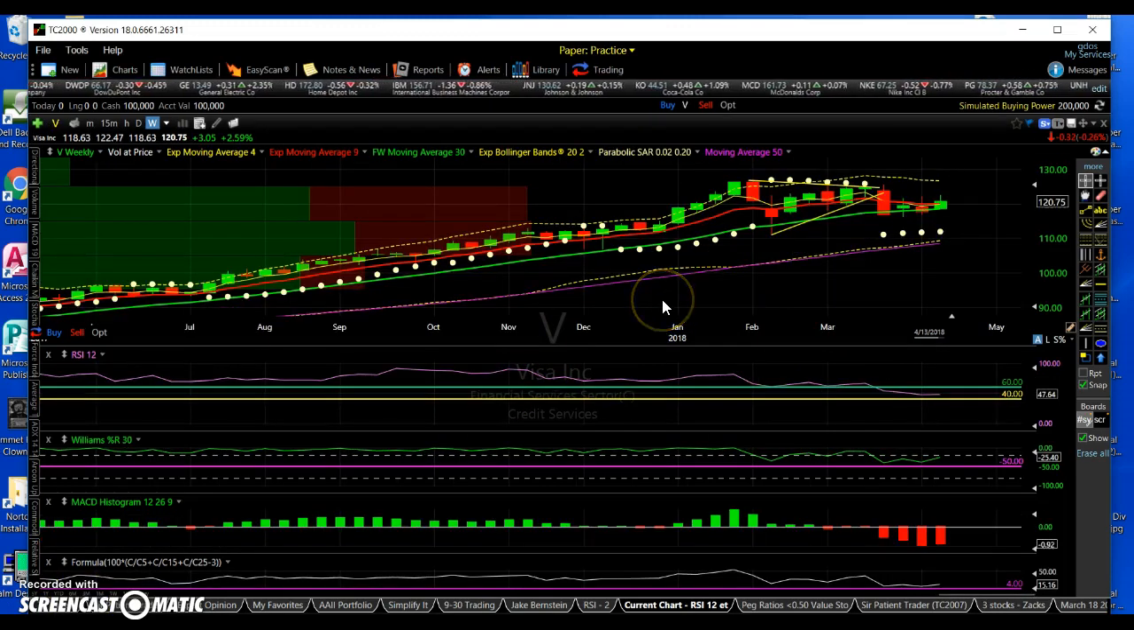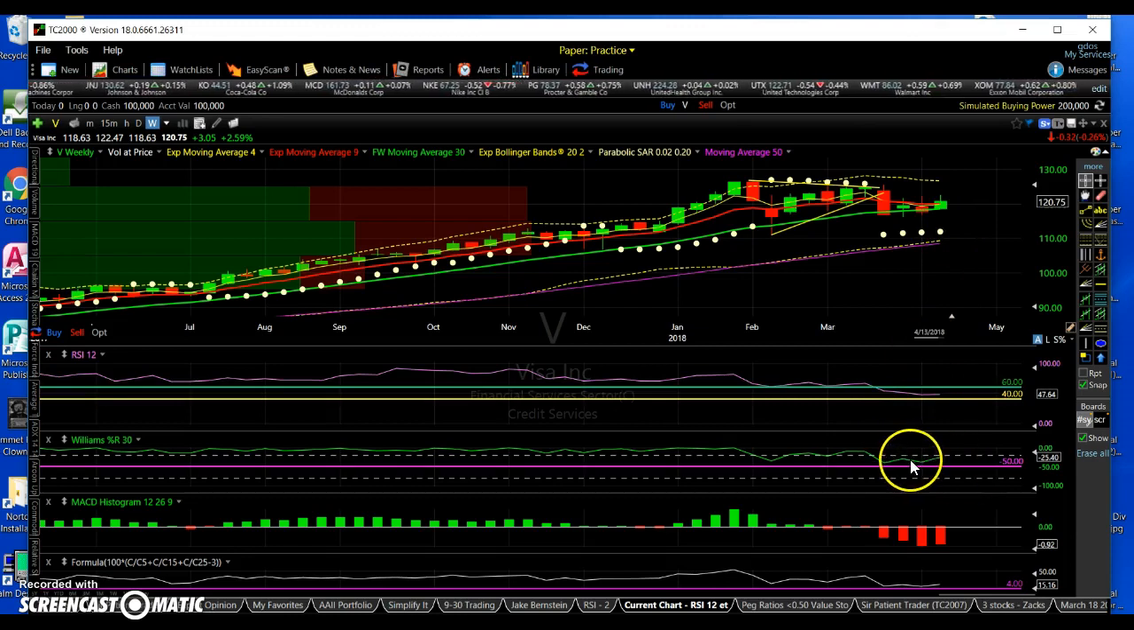Visa's weekly chart. It's been doing some consolidation for this period here. Made a high here before the market pulled back, and it's been consolidating. But last week it went up a bit. You could see that green bar.